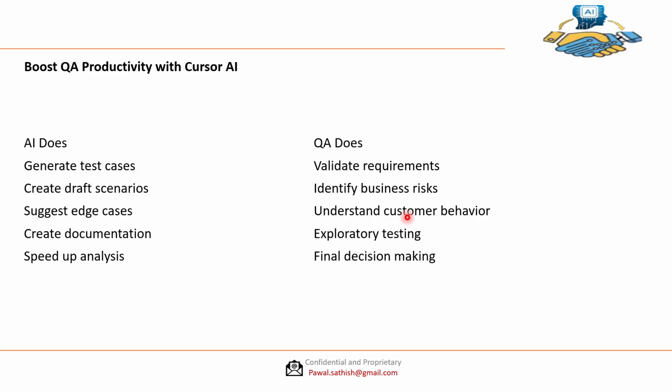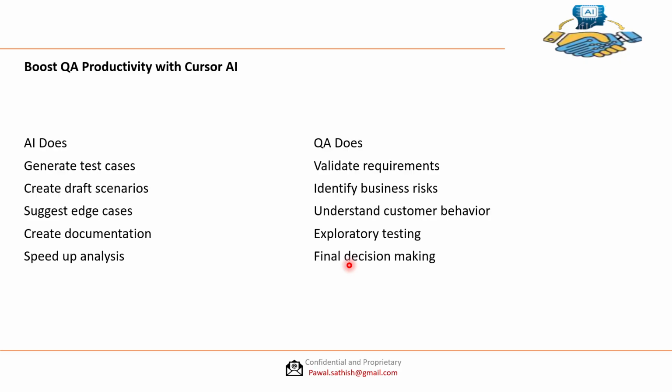As per the business requirements or customer requirements, we need to identify the risk or customer expectations, and add those test cases into Jira. Then AI creates the documentation. Then we need to focus on exploratory testing, and we need to deliver a quality product. After all, because of AI, it speeds up the analysis. And as a QA, we need to take the final decision and provide a quality product.